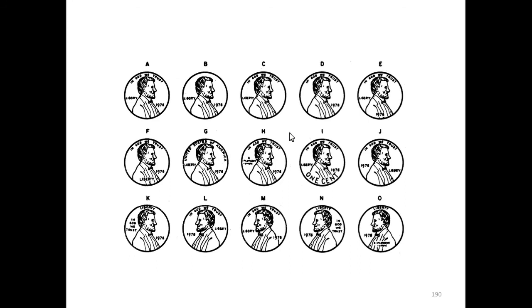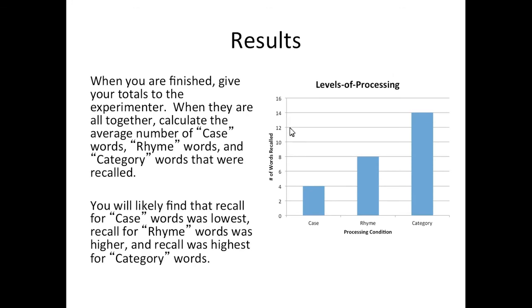to encode it correctly. All right, so you're going to give your totals for the experiment on Blackboard, and I'm going to create a similar graph to the one here on the right, where I get the average number of words for case, for rhyme, and for categories. What we're hoping we'll see is that category is the highest, followed by rhyme, and then case, because category processing is a much deeper level of processing, whereas case processing is a much shallower level of processing. So go turn those in on Blackboard now.